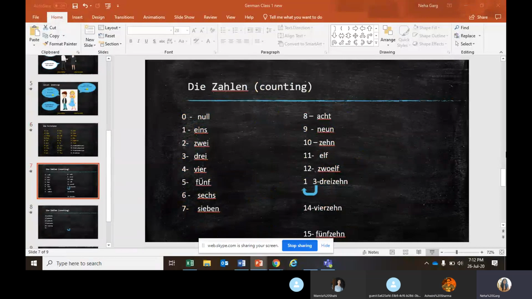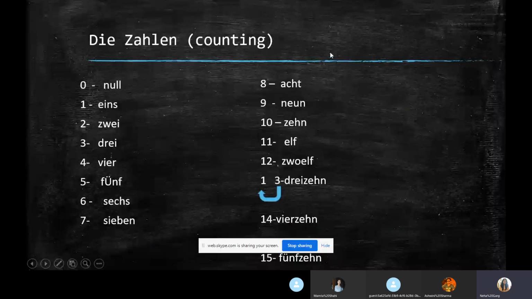German numbers are called Die Zahlen, as everyone knows. So 0 is null. Speak after me, everyone. Null. Die Zahlen. Die Zahlen. So 0 is null.